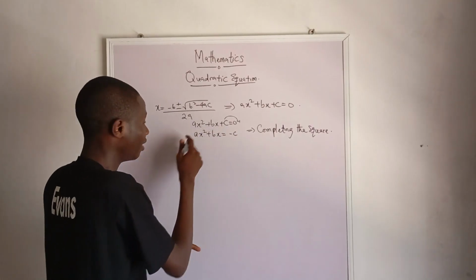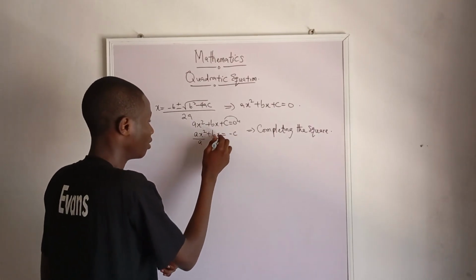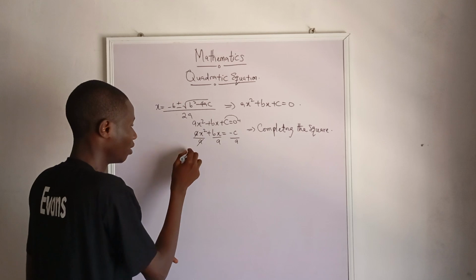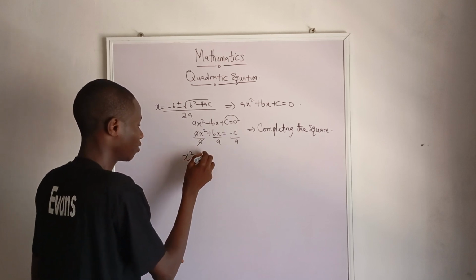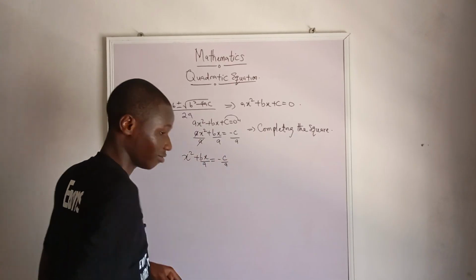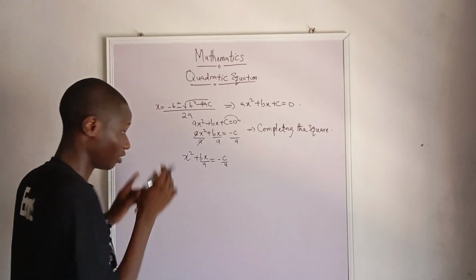I hope you understand. Now, with the completing the square method, the next thing I'm going to do is divide both sides by a. Do you get? So a cancels a, and we have x squared plus bx over a is equal to minus c over a. Do you understand? That's the first thing we are doing.